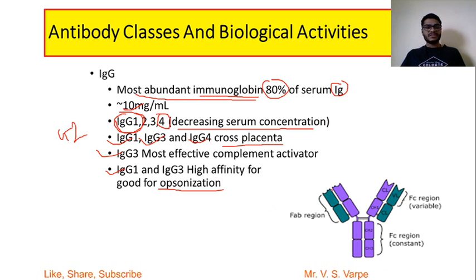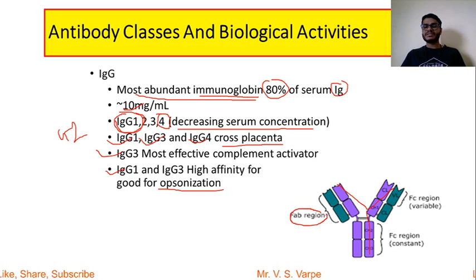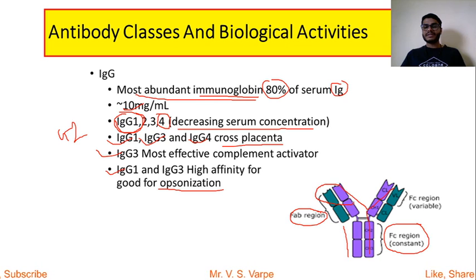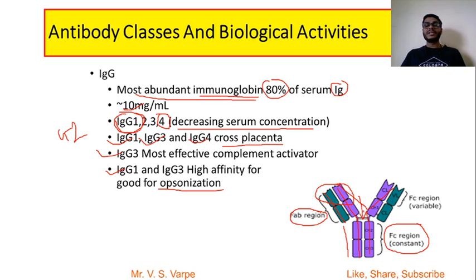This is the structure of the IgG antibody. It is a Y-shaped structure. This is the Fab region, and the lower portion is called the Fc region. This one is a constant region, and the upper part is a variable region. This short chain is called the light chain, and this long chain is called the heavy chain. In the middle the hinge region is present, which is normally a proline-rich region. This is a flexible region, so they have flexibility.